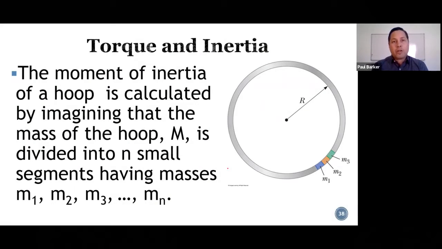Next, let's move along and talk about torque and inertia. The relationship is as follows. The moment of inertia of a hoop is calculated by imagining that the mass of the hoop, which is uppercase M, is divided into n small segments having masses m1, m2, m3, and so on, all the way to mn.